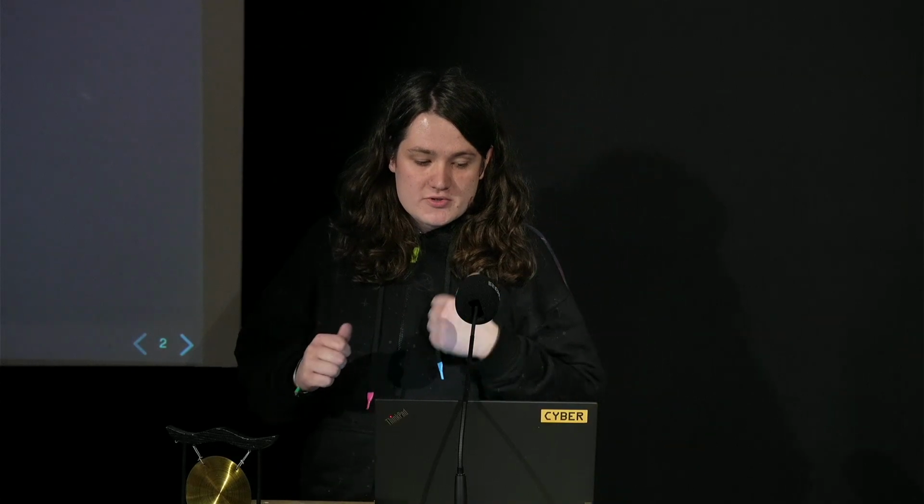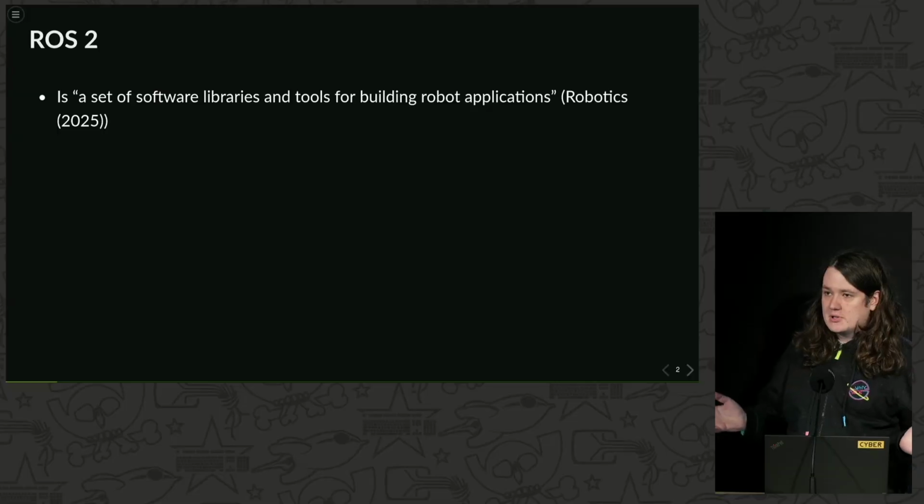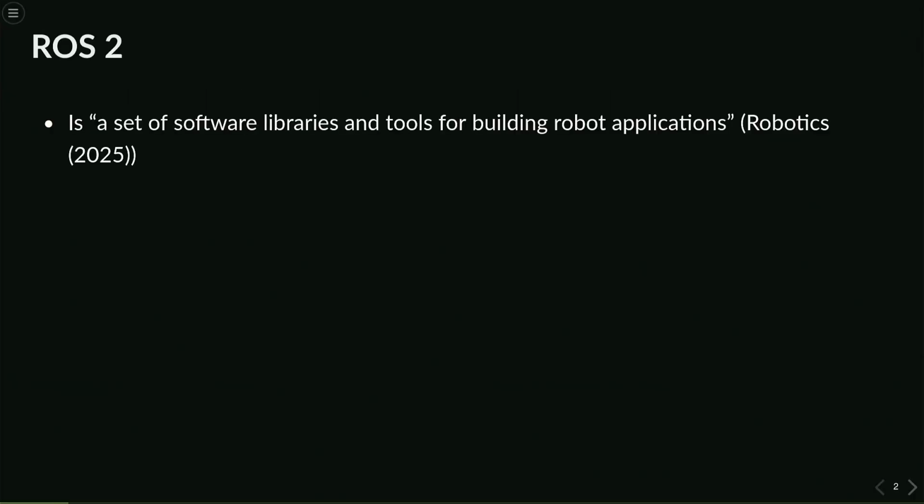So what is Robot Operating System 2? You might, from the name, guess that it's an operating system, but it's not. It's a middleware, and it's basically just a set of software libraries and tools for building robot applications. This is from their documentation.